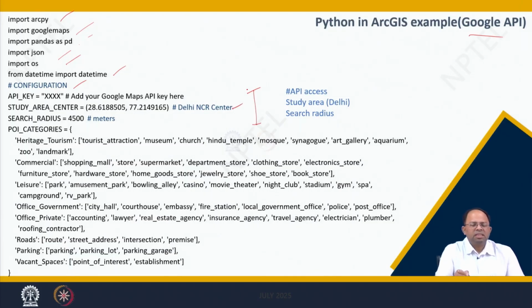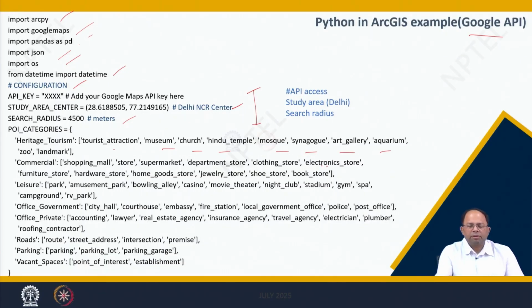And then we specify the study area, that is, in Delhi NCR we put the lat long, and then we also put a search radius of how many meters. That means from that particular lat long, at what radius we are searching for these point of interest categories. So what are those POI categories? I just mentioned heritage tourism. Within that, tourist attraction, museum, churches, Hindu temple, mosque, synagogue, art gallery, aquarium, zoo, landmark, all these things are included.